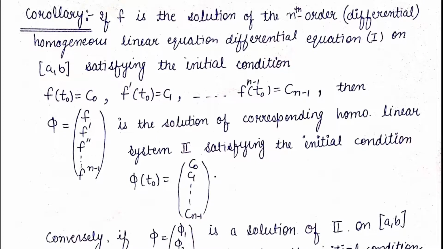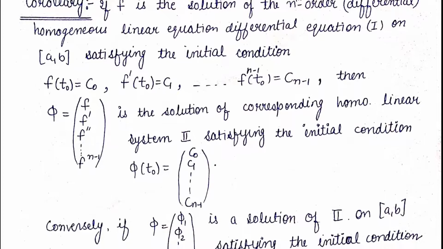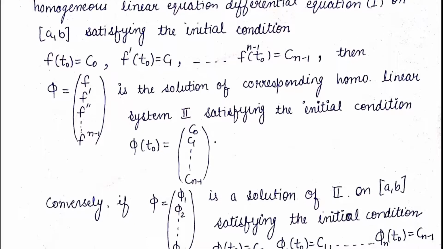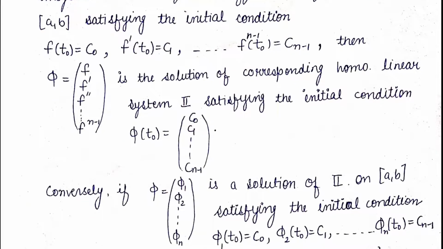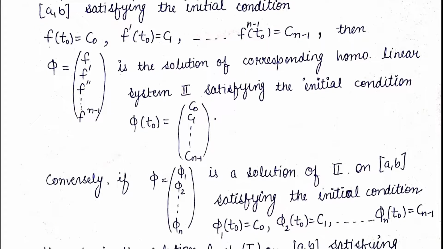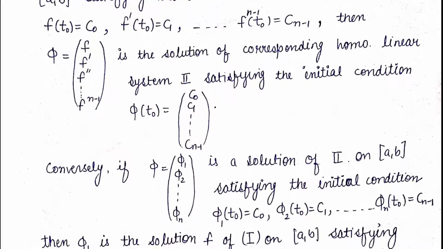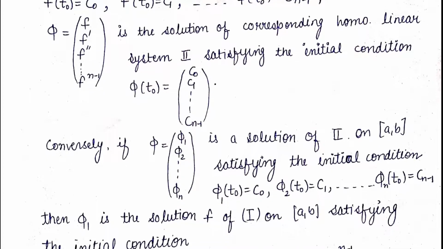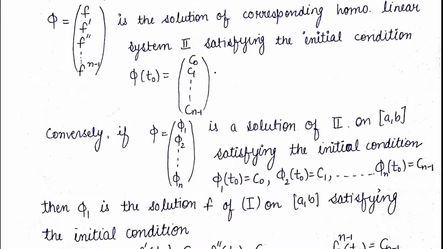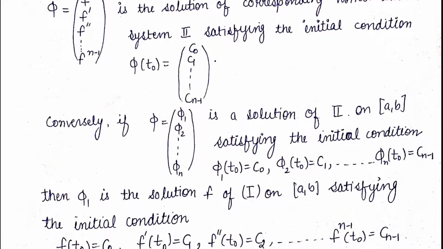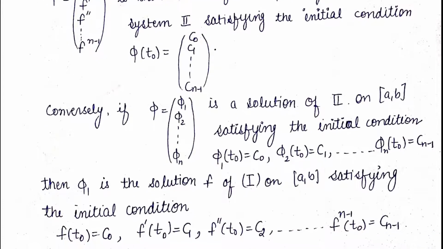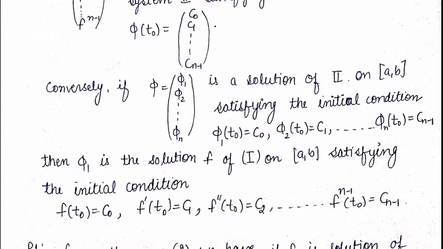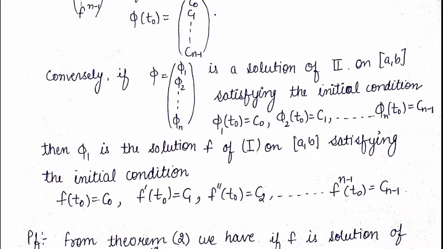Now move to the corollary. The corollary to this theorem states that if f is a solution of the nth order differential equation 1 satisfying some initial conditions, then we can make a corresponding solution of the system of equations 2 satisfying the initial conditions. And conversely, the converse part states that if phi is a solution of the system of equations 2 satisfying some initial conditions, then the first component phi_1 is a solution f of the nth order differential equation 1 satisfying the initial conditions that f(t_0) is equal to c_0, f'(t_0) is equal to c_1, f''(t_0) is equal to c_2, and the (n-1)th derivative of f at t_0 is equal to c_{n-1}.